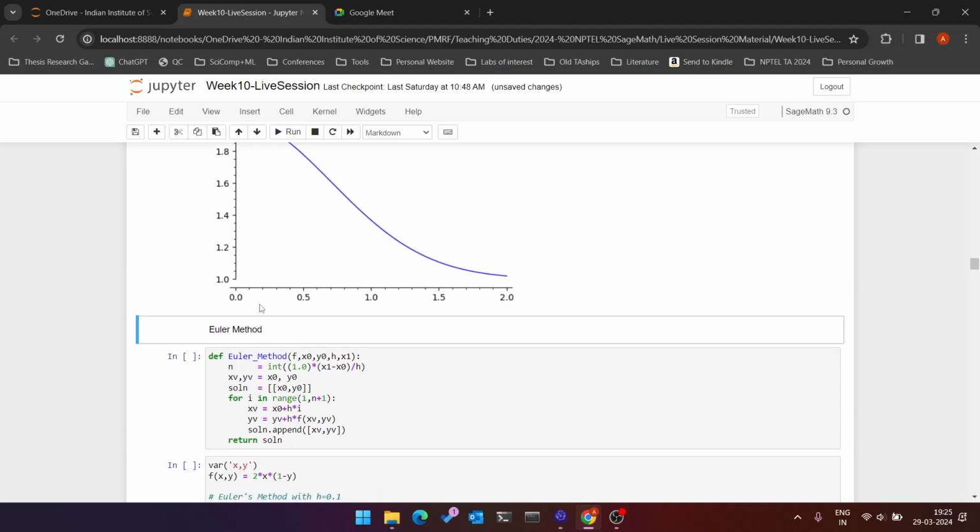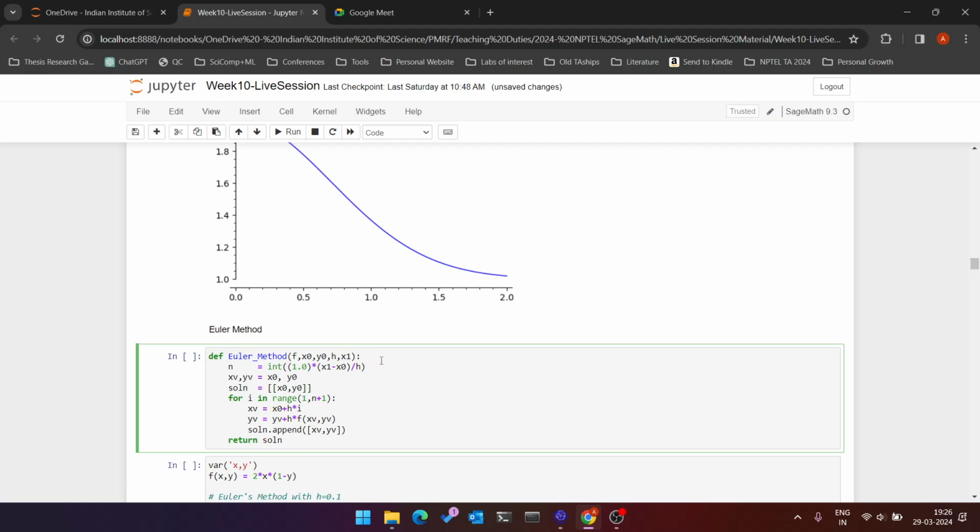Next, we'll be using Euler's method. In Euler's method, we define the function f, x0, y0 as my initial condition, step size h, and x1 as the final point till where I want to evaluate this.